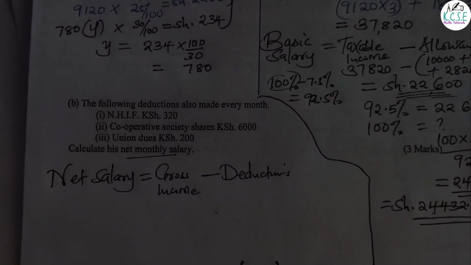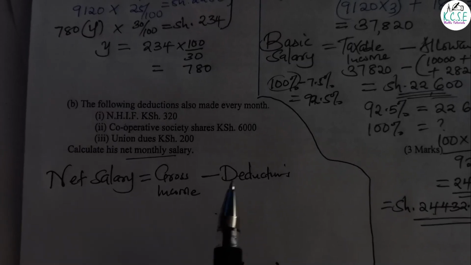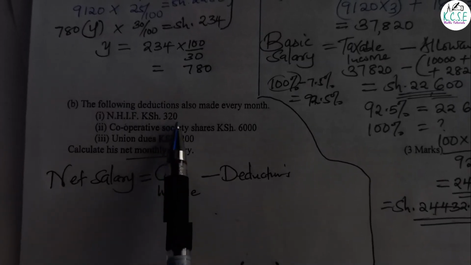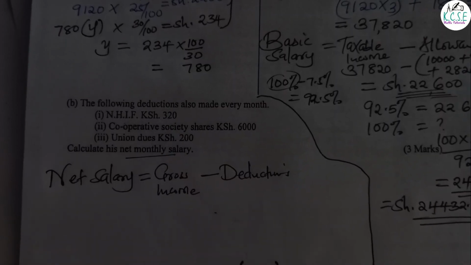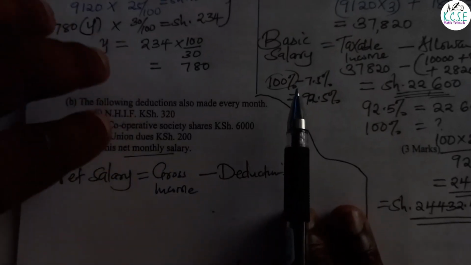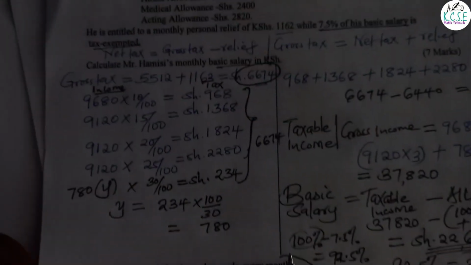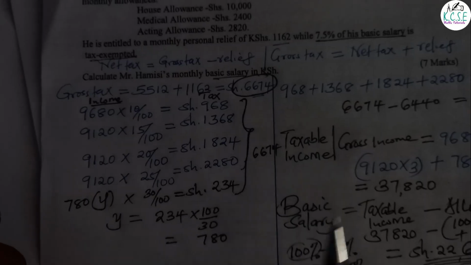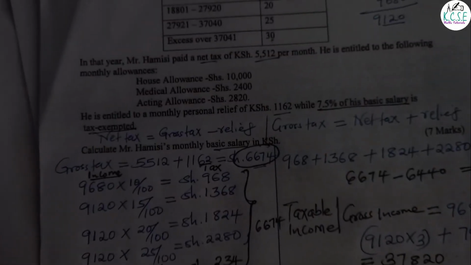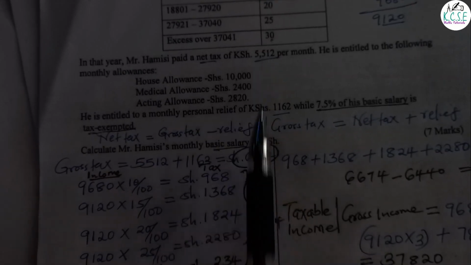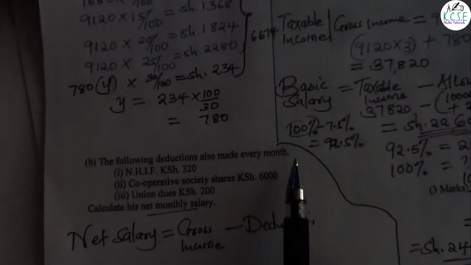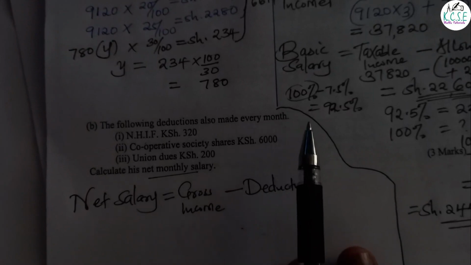So we already have the deductions. We have NHIF, we have cooperative, we have union, and then don't forget to add the net tax. The net tax that we have here is also part of the deduction. There's a net tax given in the question, 5512. That one should be included there in the deductions.